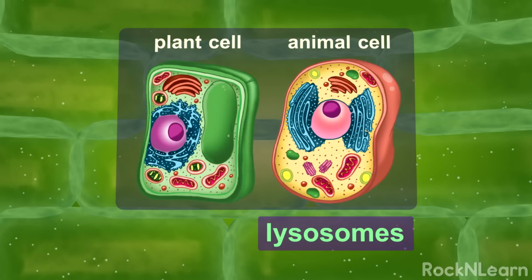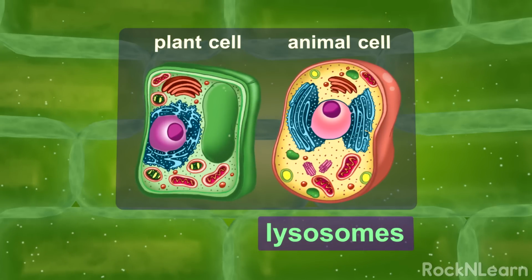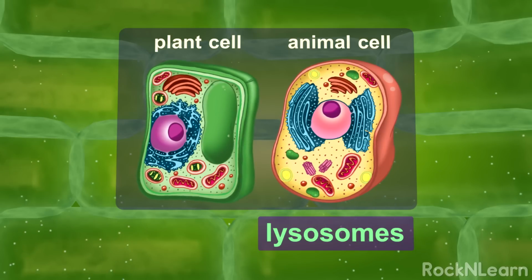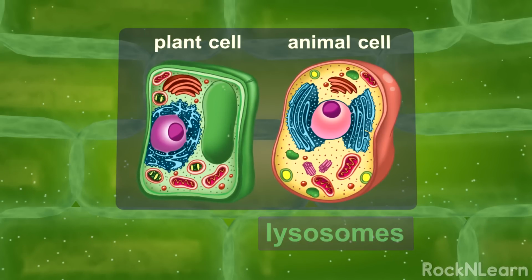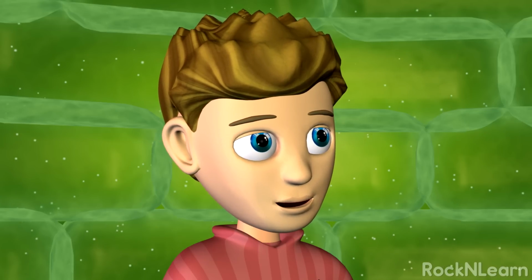Lysosomes are a common organelle in animal cells, but aren't found in many plant cells. They help get rid of waste in animal cells and help with cell defense. Boy, cells are just packed full of stuff.